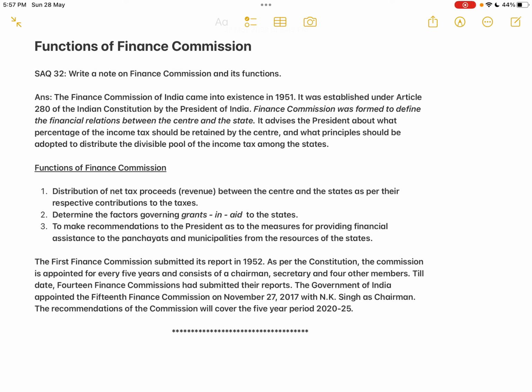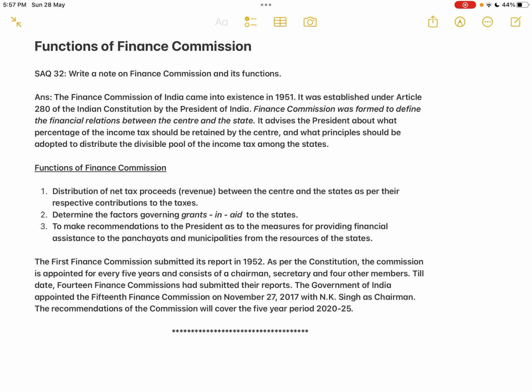Okay. Then the third one, to make recommendations to the President as to the measures for providing financial assistance to the panchayats and municipalities from the resources of the states. So just like the central government provides financial assistance to the state government, it is the responsibility of the state government to provide financial assistance to their respective village panchayats and municipalities. And how can the financial assistance be provided by the different state governments to their respective municipalities and panchayats? If any municipalities or panchayats in any particular state need extra financial assistance, in what way can the total revenue of the state government be increased? All those advices are given by the Finance Commission to the central government as well as to the different state governments. Okay, so this is the main job of the Finance Commission.